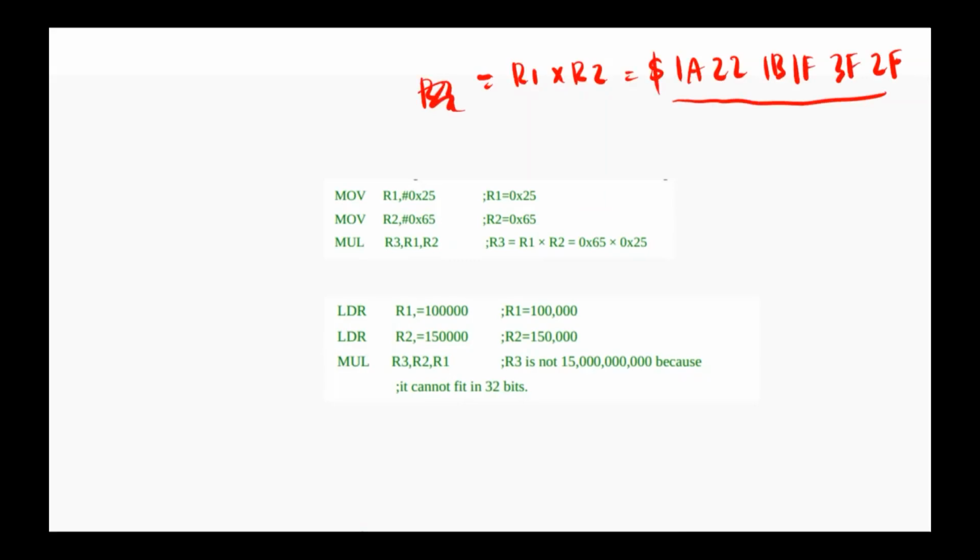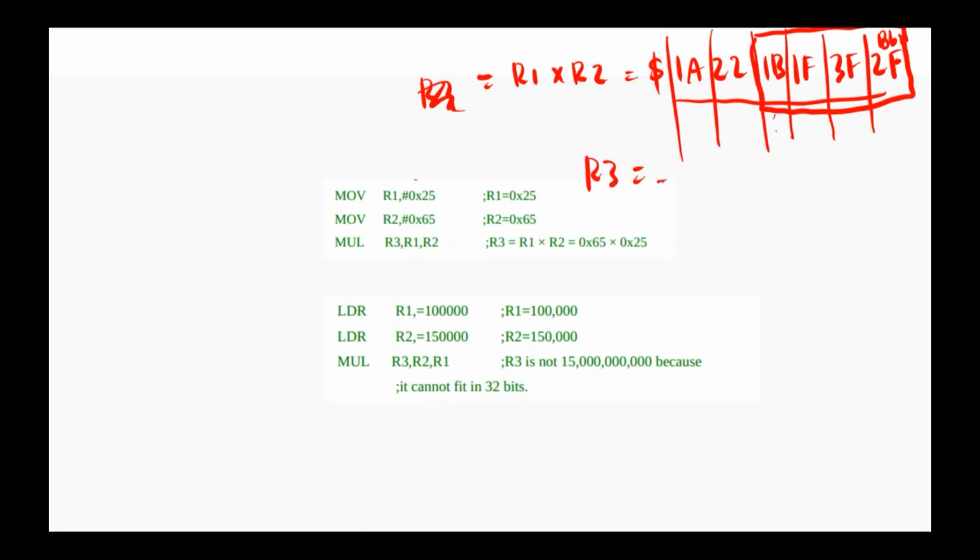Okay, according to this value here, you see this value is more than 32-bit data, because this is the first byte, which is 8-bit. This is the second byte, third byte, fourth byte, fifth, and sixth. You have a 6-byte value. So what happened here is, for R3, the value that will be stored to R3 is only these bytes, which is 1B, 1F, 3F, and 2F. 1A and 22 will be discarded. Okay, this is what happened if you multiply more than 16-bit data at one time.